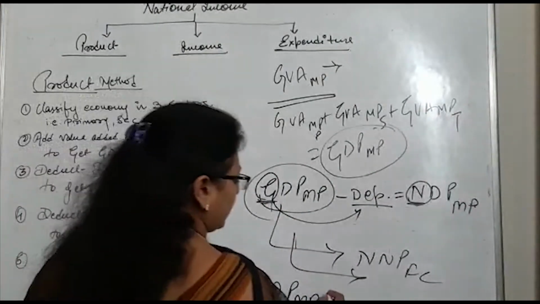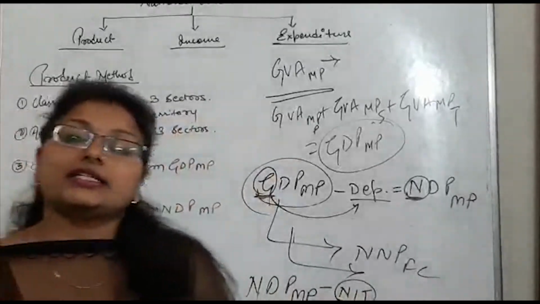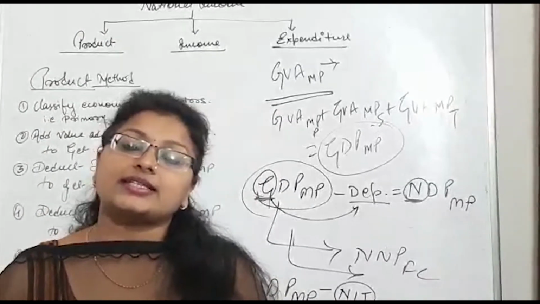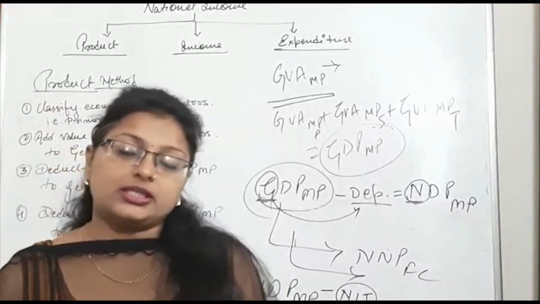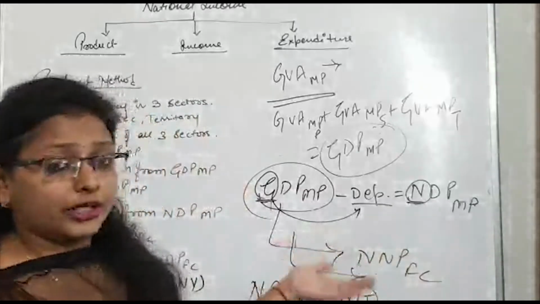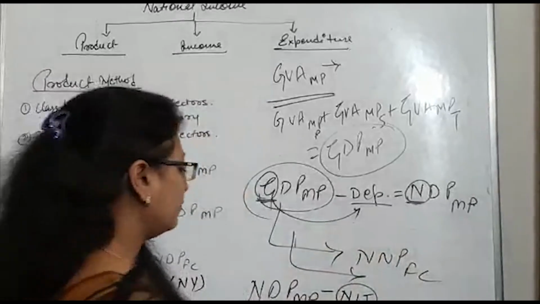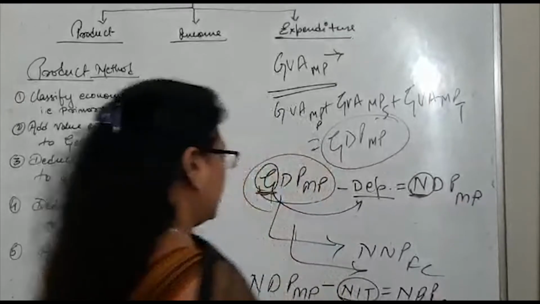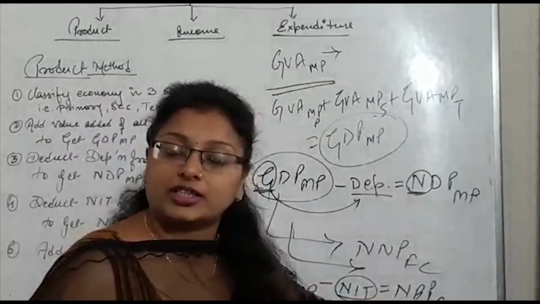Now when we get NDP at market price, we have to reach domestic income. To reach domestic income, we have to deduct NIT. What is this NIT? NIT is net indirect taxes. Net indirect taxes is indirect tax minus subsidies. Indirect tax is the tax which is paid by us to government, and subsidies are the cash discounts which are given by government to us or to producers, we can say. So after reducing NIT from NDP at MP, we will get NDP at FC. MP has been changed to FC, that is market price has been changed to factor cost.